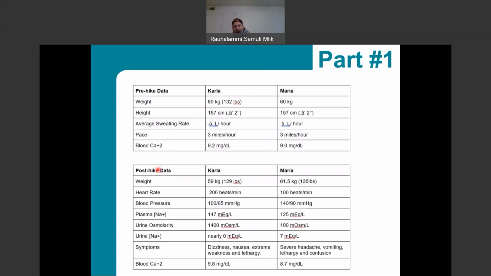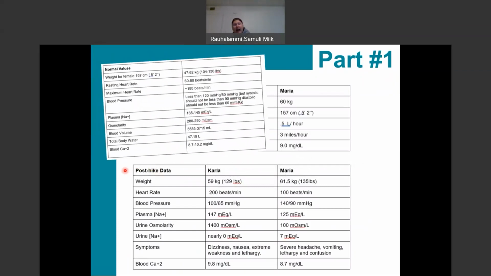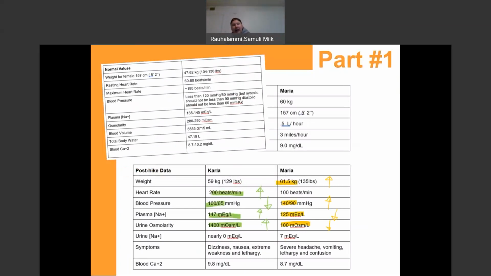And for your answers, I'm completely fine if you provide your answers by just highlighting, underlining, circling things on the data tables that I provided. You can draw arrows going up or down, whether something is elevated or lower than it should be, or whether it's kind of the same where it should be. So let's have a look at that.